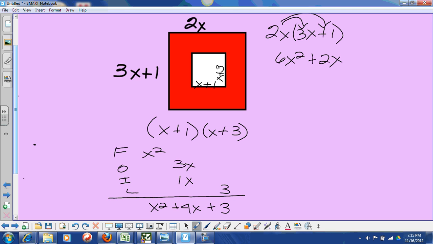So I need to subtract this whole amount from the center. Do you see how I put the parentheses around it and the minus sign? Because I have to subtract the whole thing. So that means we're going to need to change the signs, distribute that negative to every sign within. So it becomes a negative x squared minus 4x minus 3, doesn't it?